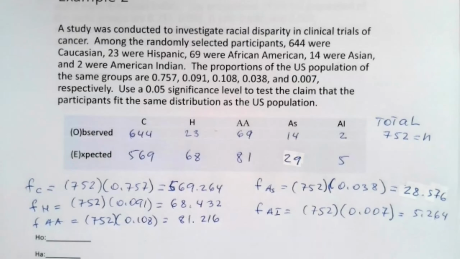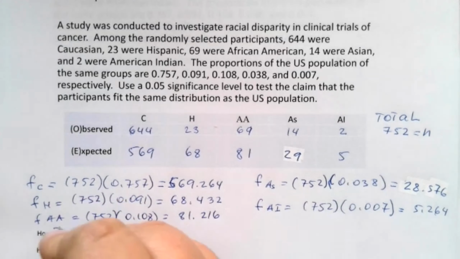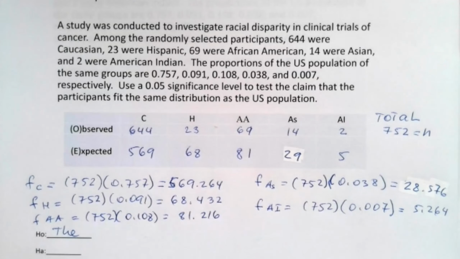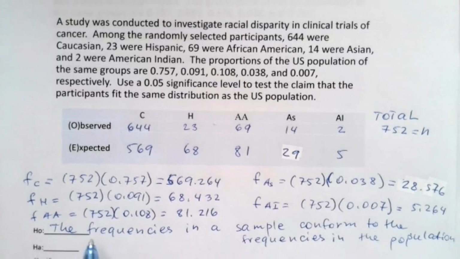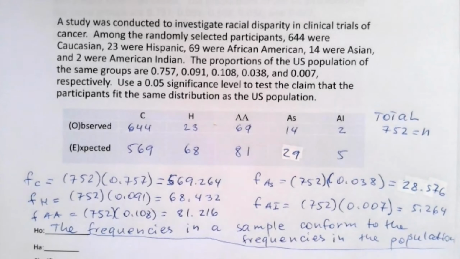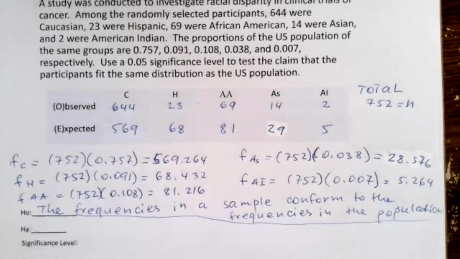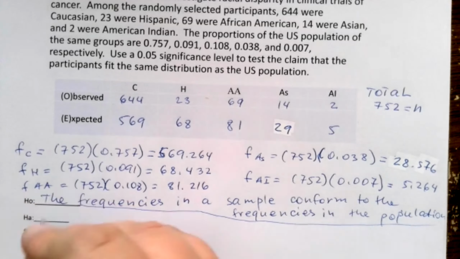So here are the numbers that I got. Now, for your null hypothesis, you're going to say the frequencies in a sample conform to the frequencies in the population. So that's going to be your null hypothesis. And for the alternative, you're going to say that at least one frequency is not as stated.